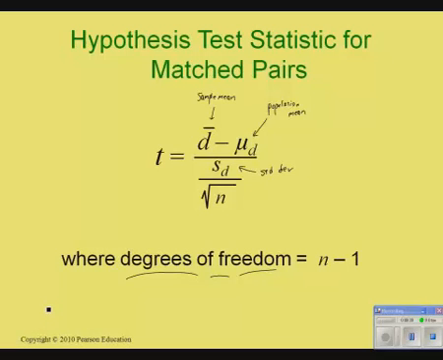Right. So you're going to see that. Like, let's say we're doing our weights, right? We all have a weight now, and we all have a weight at the end of freshman year. If there's 15 of us, n is 15. It's not 30.